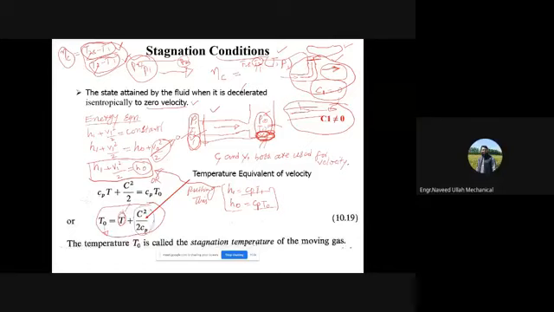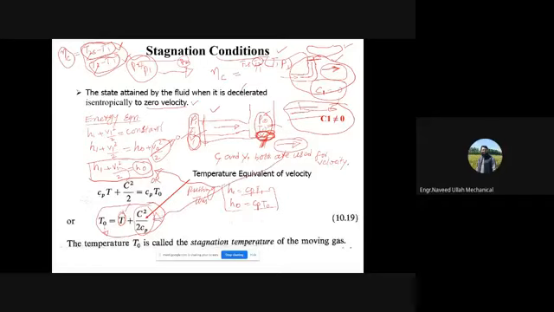And what is this term? This is C square, the velocity. Sorry, this is actually v1, this velocity. So this is c square divided by 2cp, and it is known as the temperature equivalent of velocity. The velocity that you brought to zero, where did it go? According to the law of conservation, it is converted to temperature. So we call this the temperature equivalent of velocity, right?